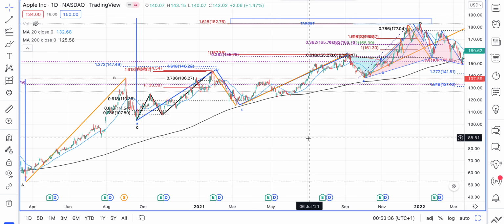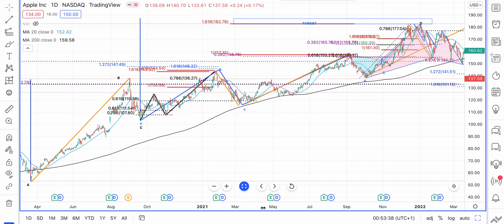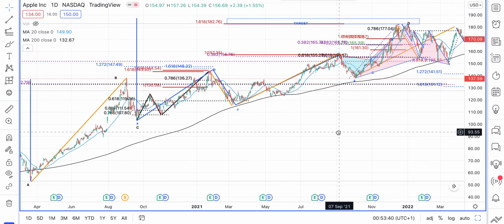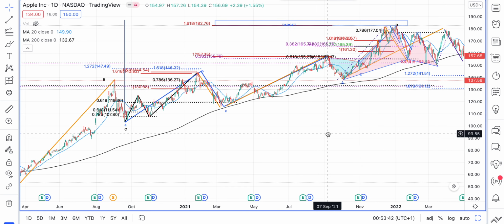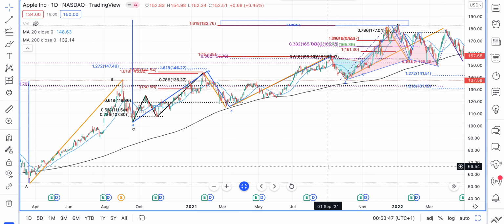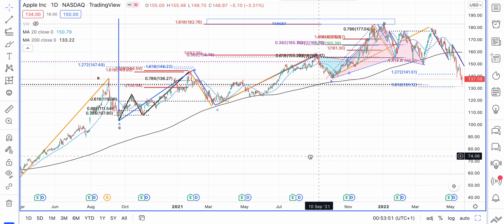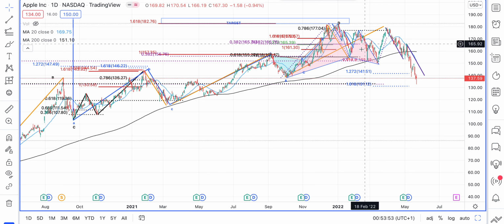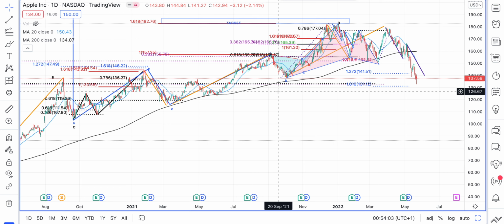Now, Apple has had a significant pullback over the last few months. But what is really important is that we were looking at a few things when Apple was making this correction, in which we had certain points in terms of retracement levels, like 155. 55 was one of them.